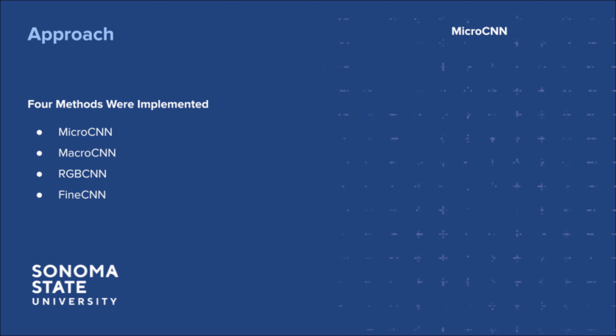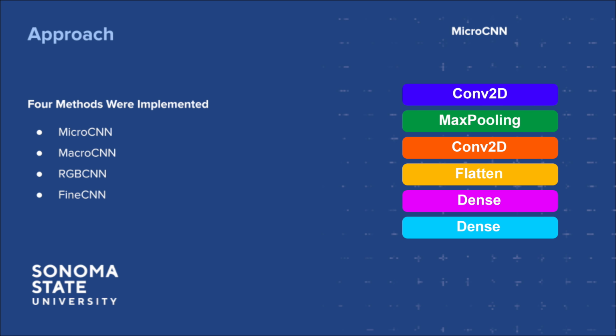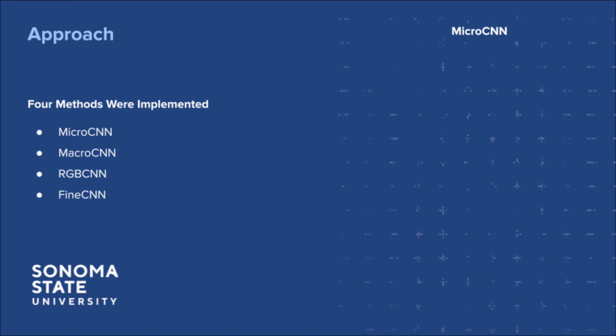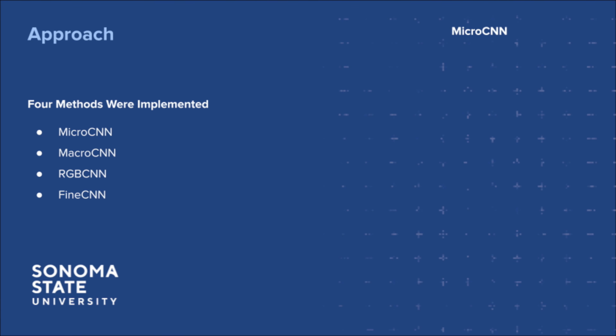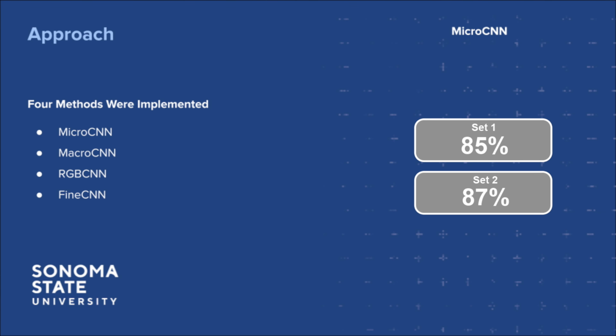In terms of its design, MicroCNN uses 2 convolutional 2D layers, a max pooling layer, a flatten layer, and 2 dense layers. We ran MicroCNN with 2 sets of 3 principal components. Set 1 consisted of principal components 1, 2, and 3, whereas Set 2 consisted of principal components 2, 3, and 4. Set 1 produced an average accuracy of 85%, while Set 2 produced an average accuracy of 87%.